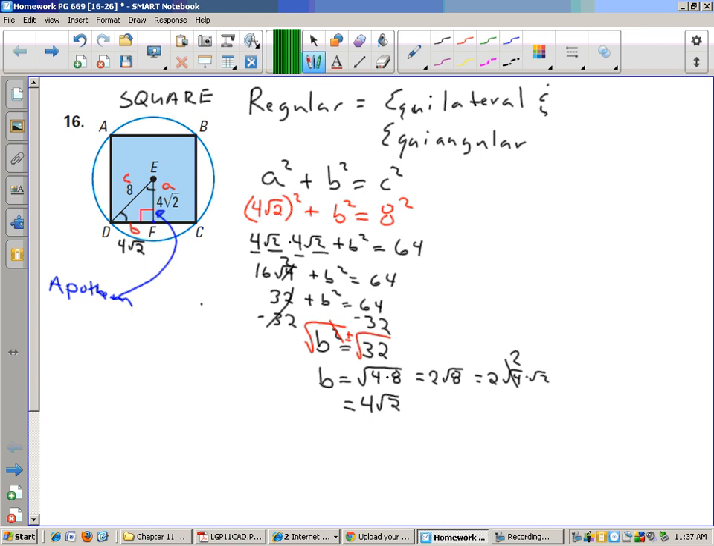So the apothem meets at the midpoint of a side. Guys, we're up to 13 already.